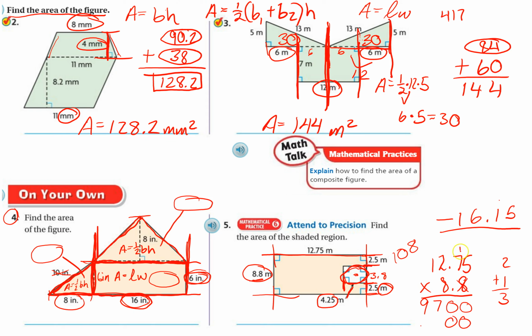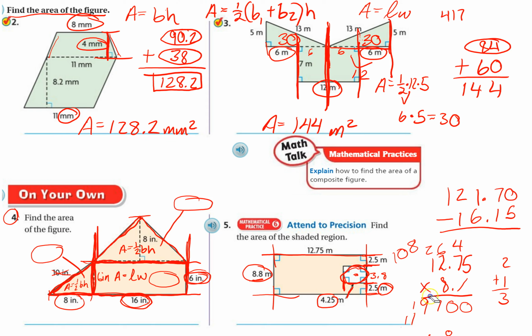8 times 5 is 40. 8 times 7 is 56 still. Plus 4 is still 60. 8 times 2 is 16. Plus 6, 22. 8 times 1 is 8. Plus 2 is 10. Add that all up. 0, 0, 7, 1, 1, 2, 1. So, move my decimal over 3 places, and I get 121.7. Now I can subtract all that.